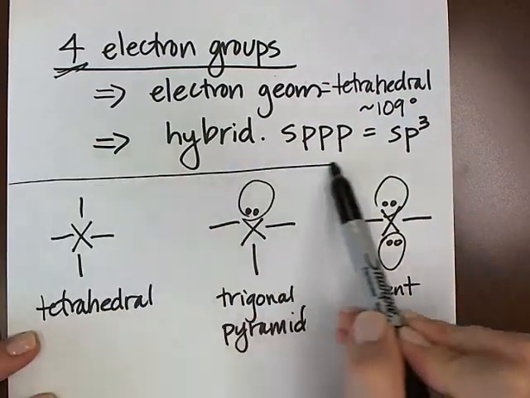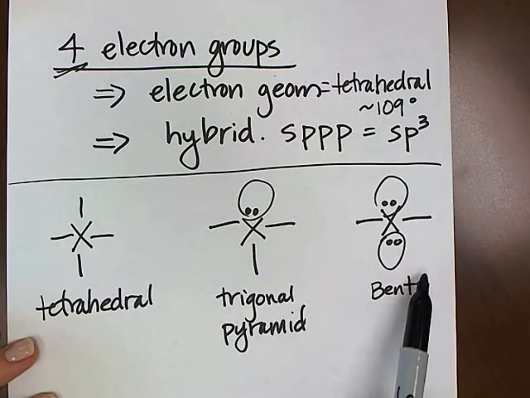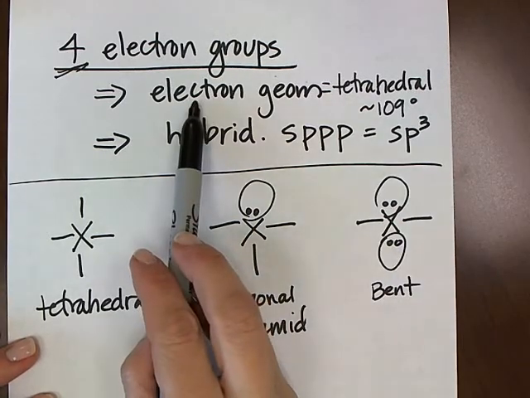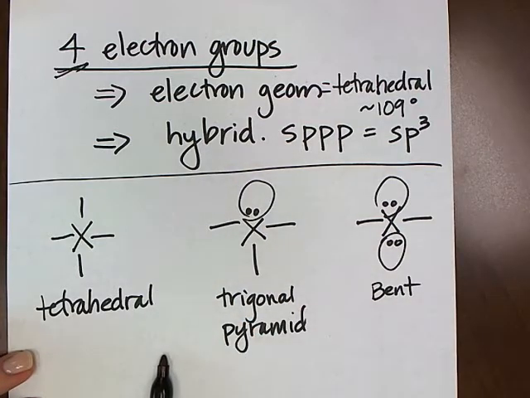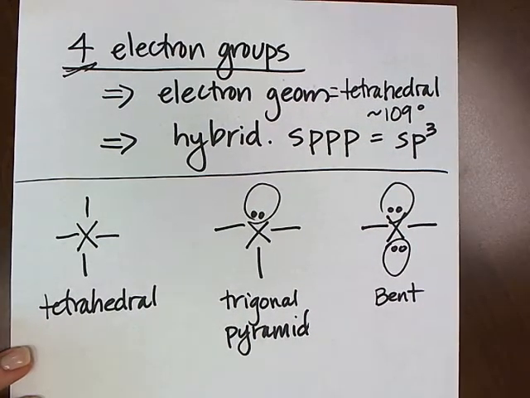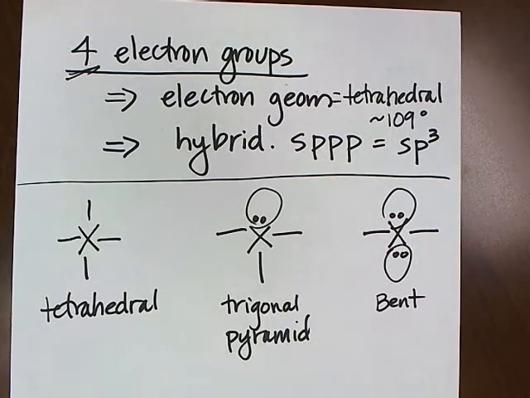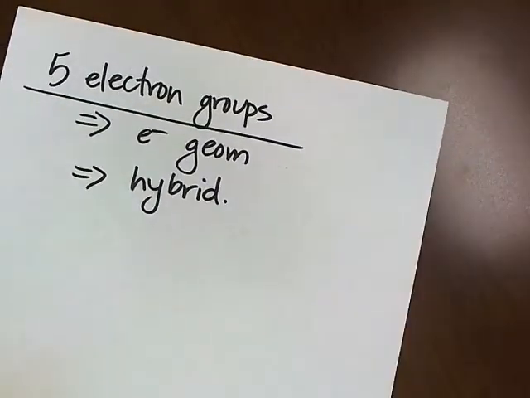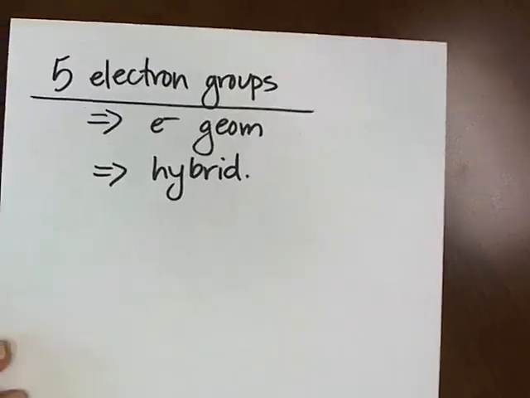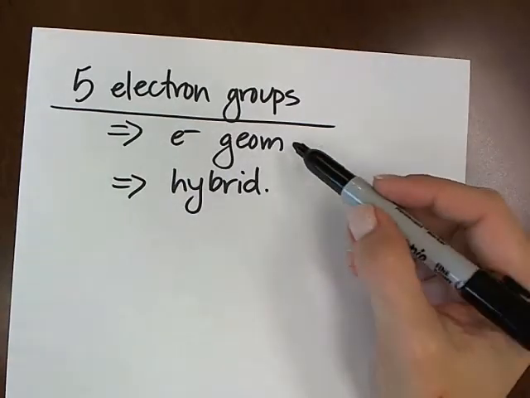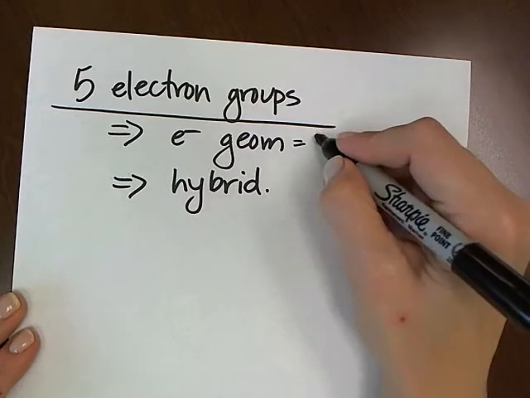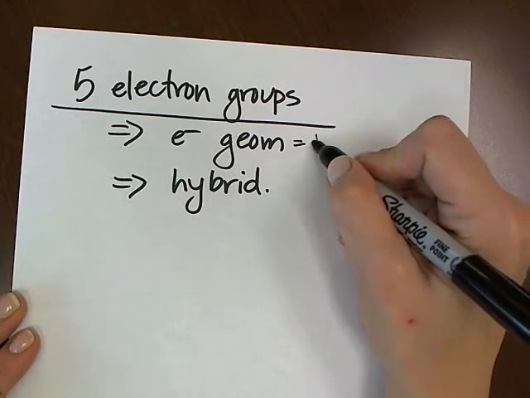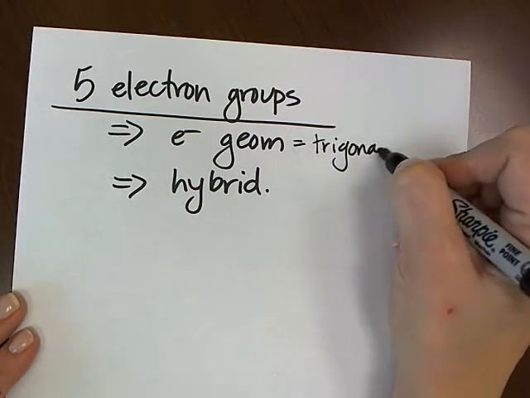So what these have in common are 4 electron groups. Their electron geometries are all the same. Their hybridizations are all the same, but they are in fact different molecular geometries. And then really, you know, we got lots more possibilities if there are 5. I just want to hit on if there are 5 electron groups, they try to make this trigonal bipyramid structure.